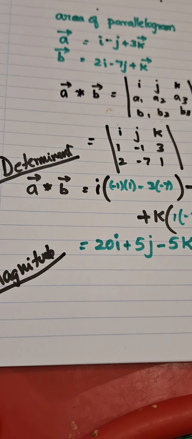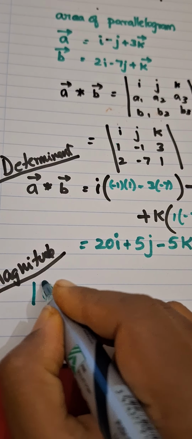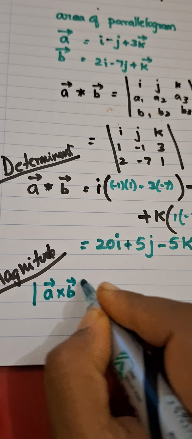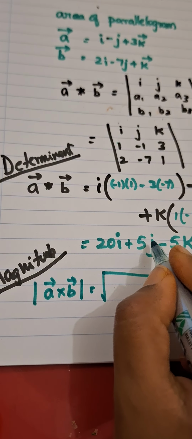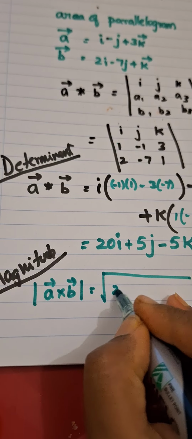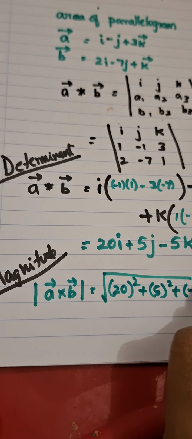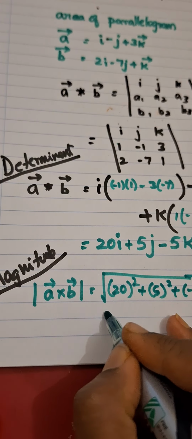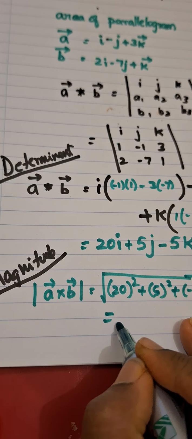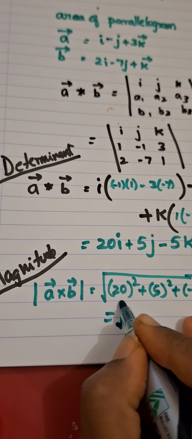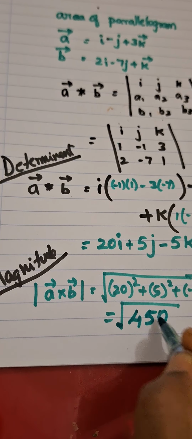So what is the formula for magnitude? Magnitude of A vector cross B vector is the square root of A square plus B square plus C square. So A is 20 square plus B is 5 square plus C is minus 5 square. So 20 multiply 20, 5 multiply 5, 5 multiply 5 will give you the answer. I think it gives the square root of 450.